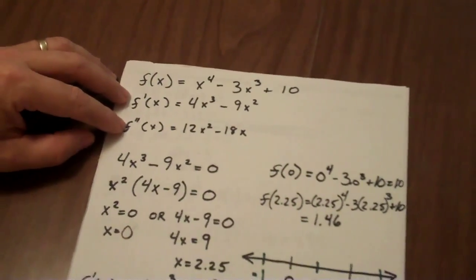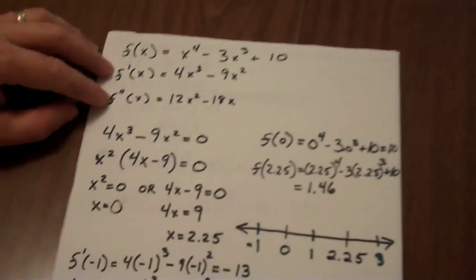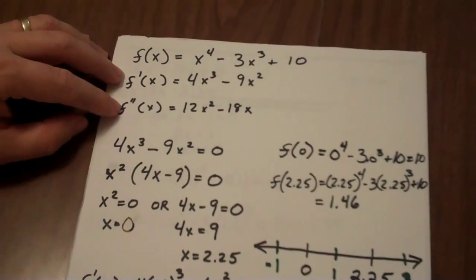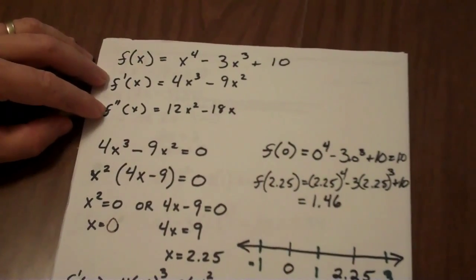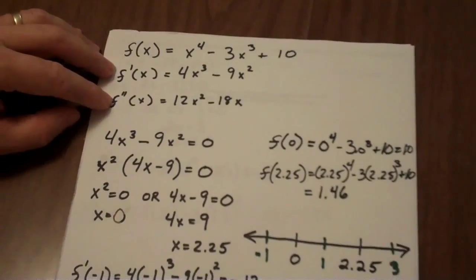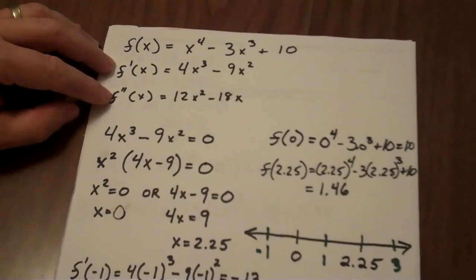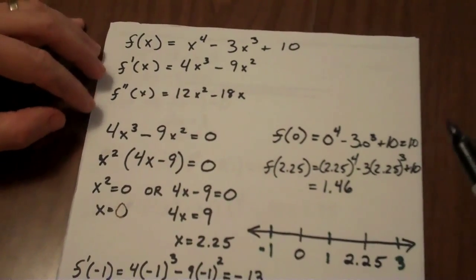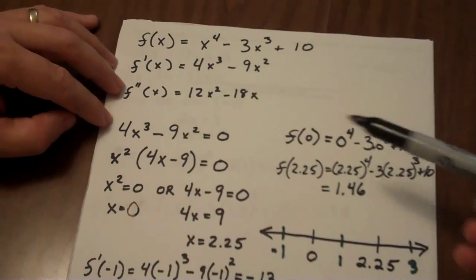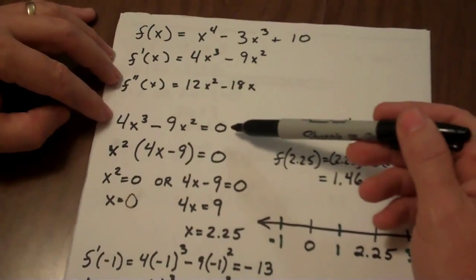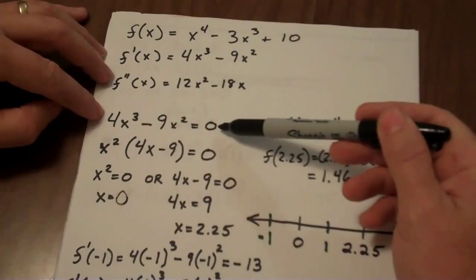Now remember, we're going to set our first derivative equal to 0. This will hopefully tell us any maximum or minimum points that we have, but it might also give us an inflection point. We're just going to explore and see what happens. So what I've done is I've taken the first derivative and set it equal to 0.